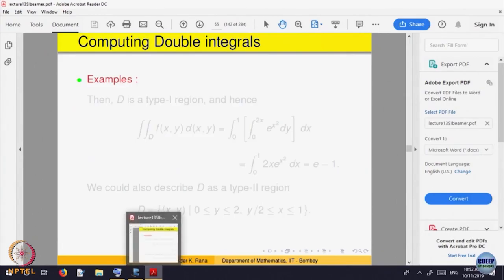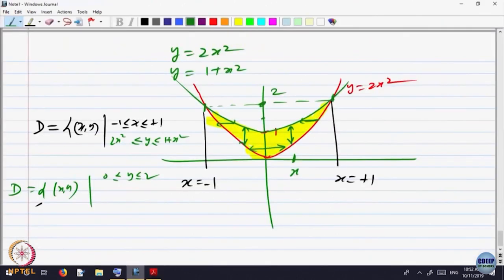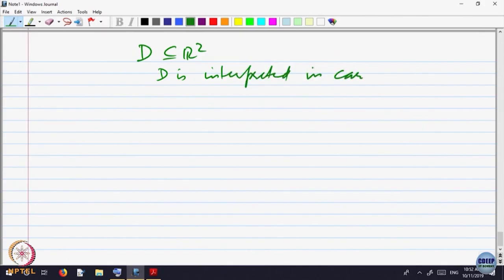Now, I would like to spend some time on the case when your domain D contained in R2 is interpreted in Cartesian coordinates. In the plane, there are different ways of locating a point. You can locate a point differently. Okay. Why are coordinates defined at all? What is the need of having coordinate geometry? Because it helps you to locate a point in the plane.